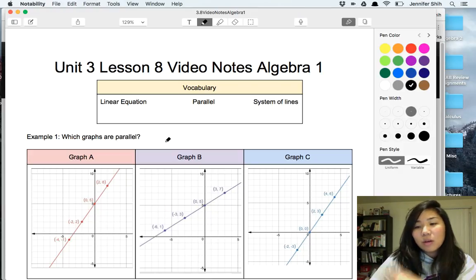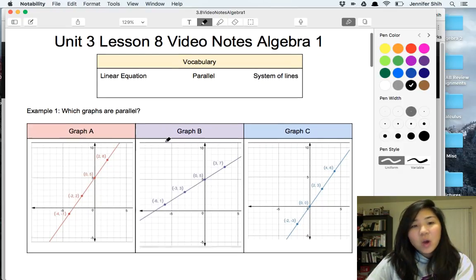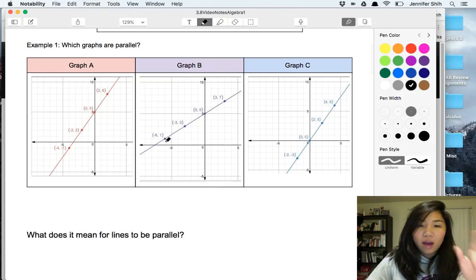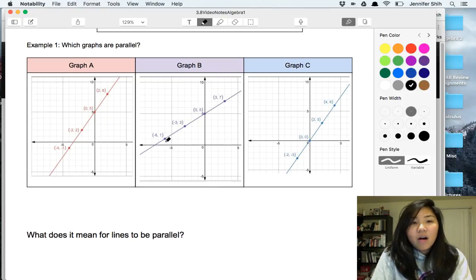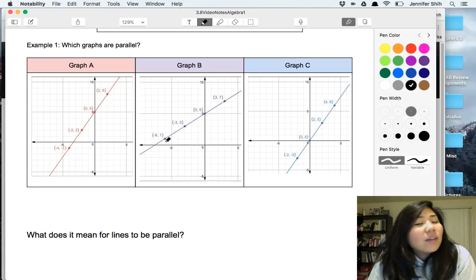This video comes to you in 4 parts in the form of examples. Part number 1, which graphs are parallel? We have 3 graphs in front of me. They all have an equation that go with the graph, and they have these points that I have conveniently labeled.